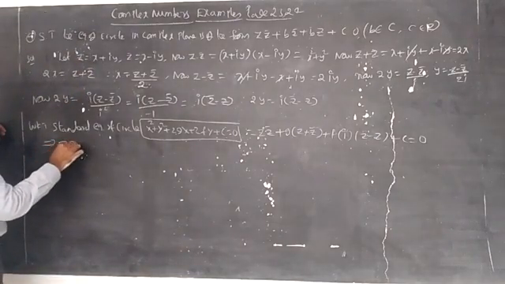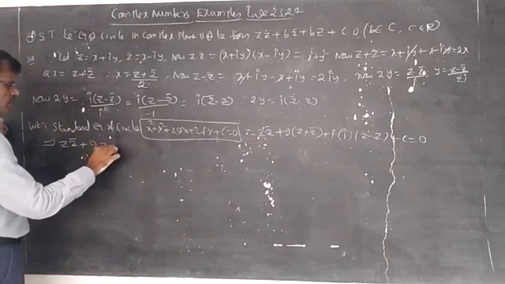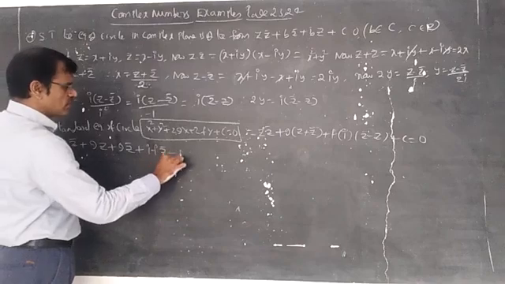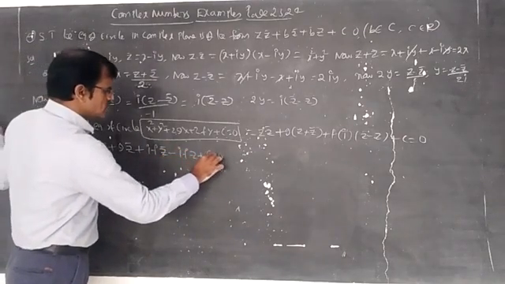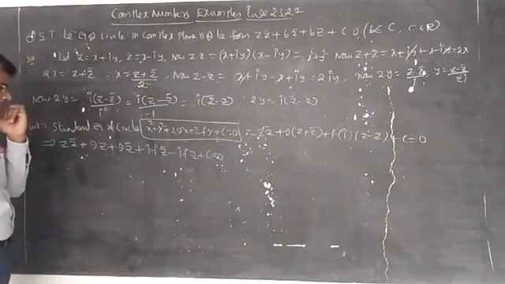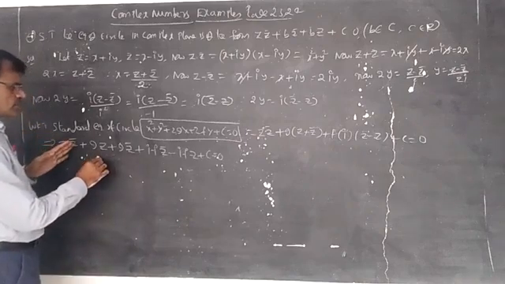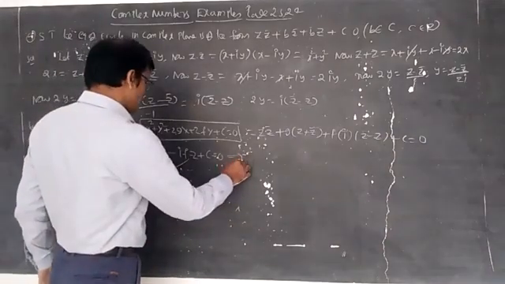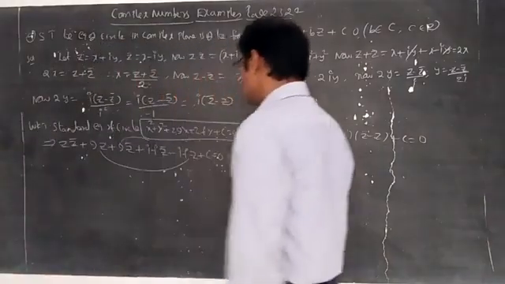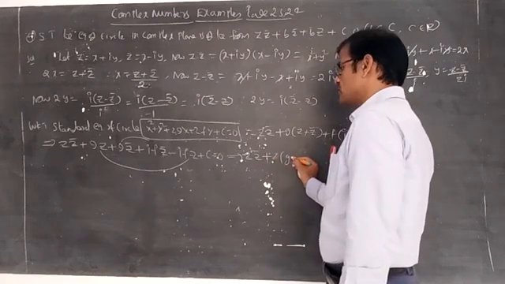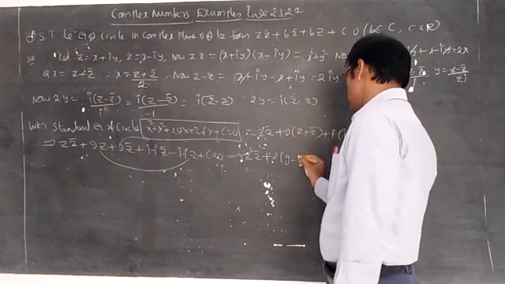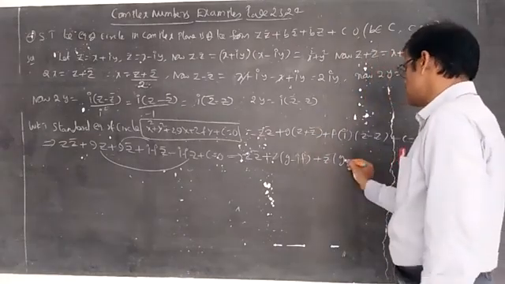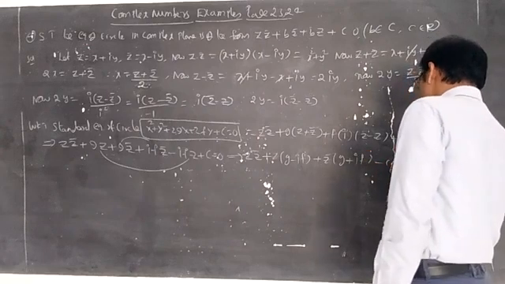That implies z z bar plus g z plus g z bar plus i f z bar minus i f z plus c is equal to 0. Better to take common z in this and z bar in this. That implies z z bar plus z times (g minus i f) plus z bar times (g plus i f) plus c is equal to 0.